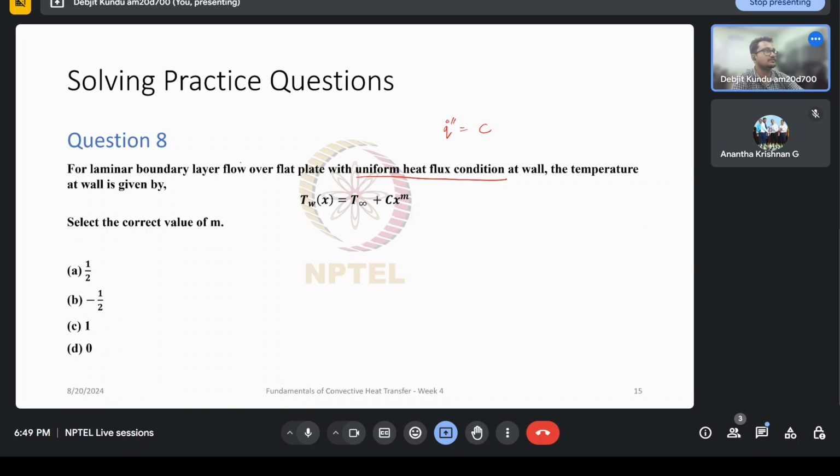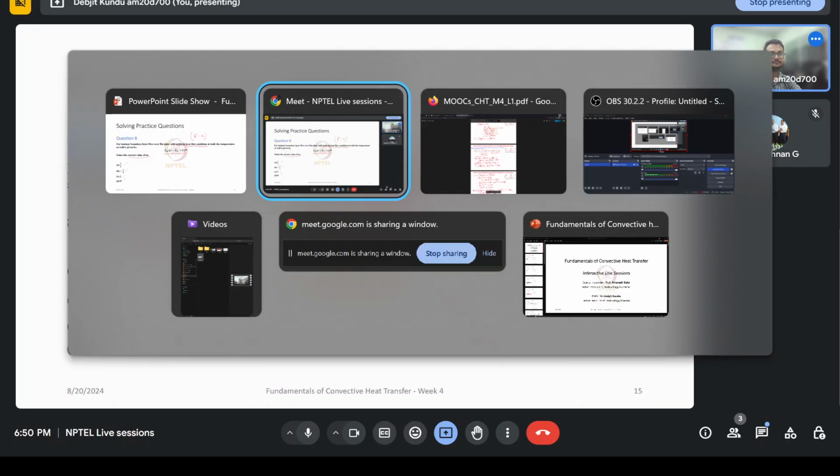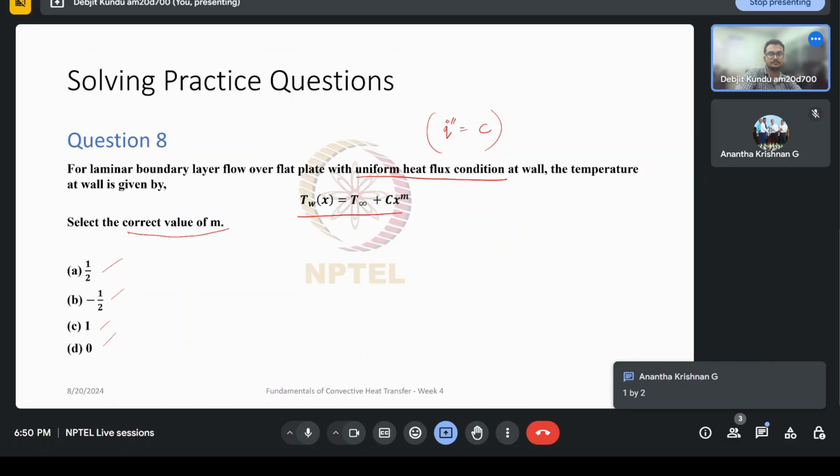The temperature at the wall is given by this. So T wall is actually T infinity plus some constant C into x power m, where m is again a constant. So you have to select the correct value of m. What should be the correct value of m so that I can have a uniform heat flux condition? Is it half? Is it minus half? Is it 1 or is it 0? There are four options.